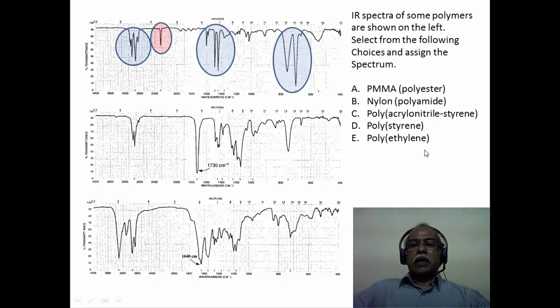One can rule out polyethylene in all of this because polyethylene will have a Nujol kind of spectrum. It will have only a CH stretching frequency. Since it has C double bond C and CO bond stretching frequencies, one can straight away rule out E as an option.